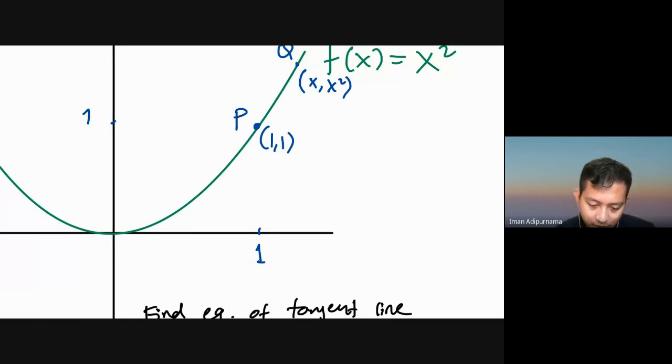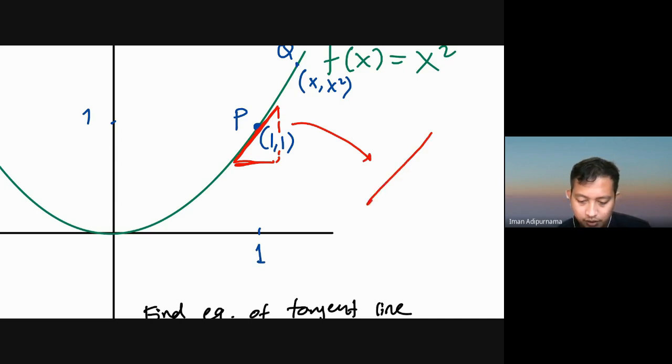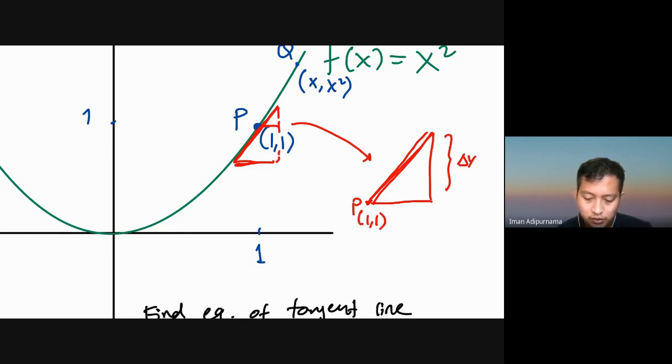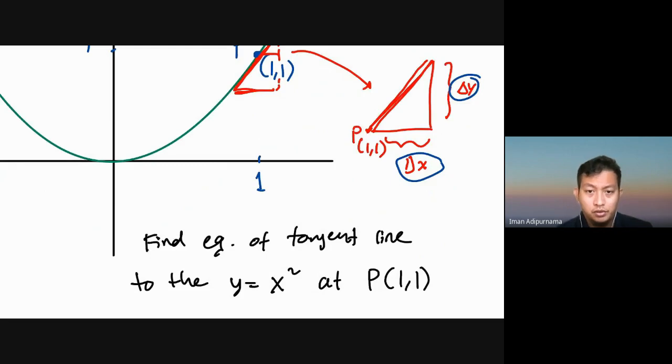So let's say this is the tangent, right? And this is the triangle. Or let me translate to here. Let's say just this small triangle here. So this will be P(1, 1), and I don't know this. Let's say delta y and delta x. Now what I want to do is look for this delta first. So we can start with assumptions. Let's assume the delta is really small, right?